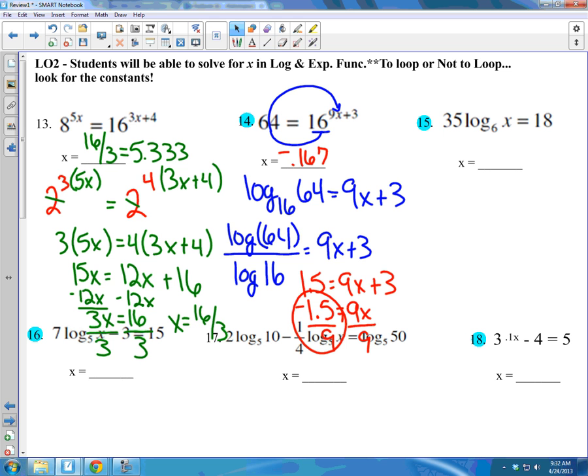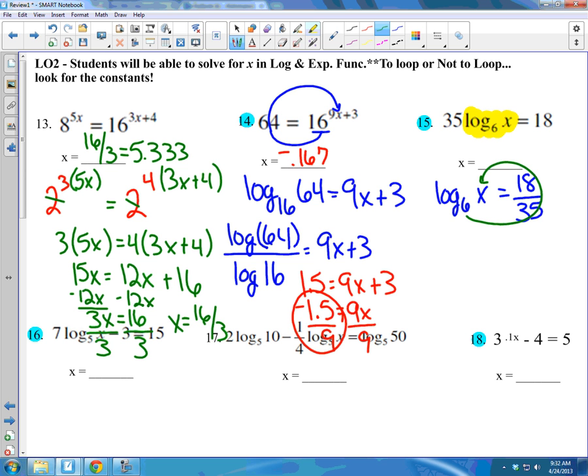All right, 35. I have a constant. I'm going to be looping it, but I can't loop it until it is just the log. So I will have to move the 35 first, and I'm going to move it by dividing it. And I'm just going to leave it as a fraction, but now I'm ready to loop into an exponent. There's your loop. So it goes 6 to this power equals x. And when you type 6 to the 18 over 35th power, you will get 2.513 as your decimal when it's rounded.